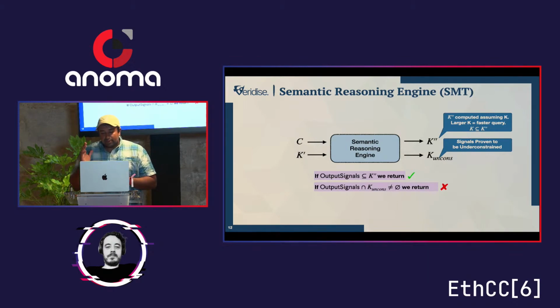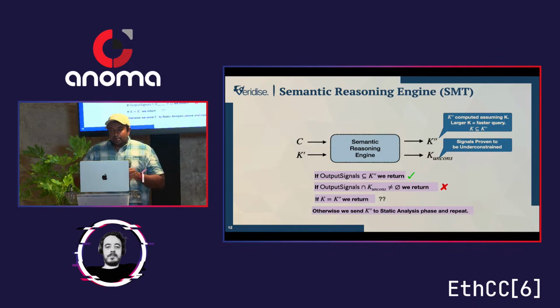If the reasoning engine says that there is an output signal that is under constrained, then we can return this red X. And then if within the timeout no new signals have been proven unique, then we've reached a fixed point and we return unknown. And if we have found new signals, then we pass that back into the static analysis phase and repeat.